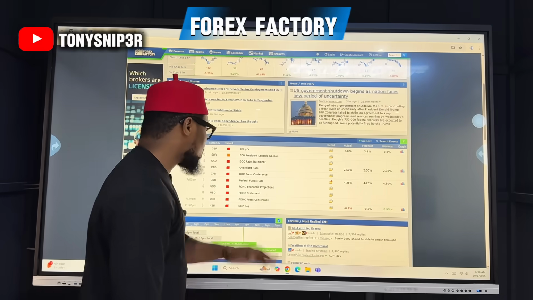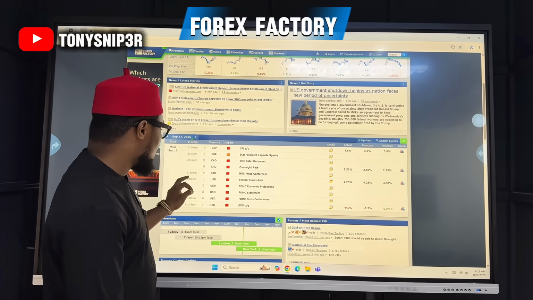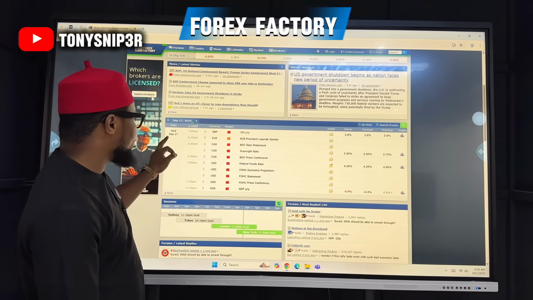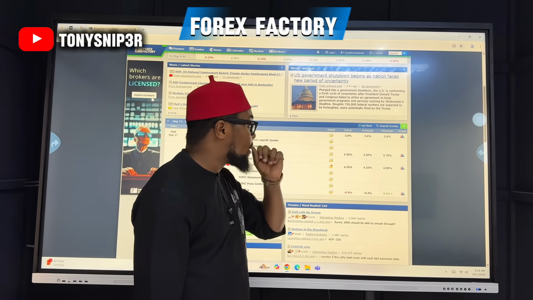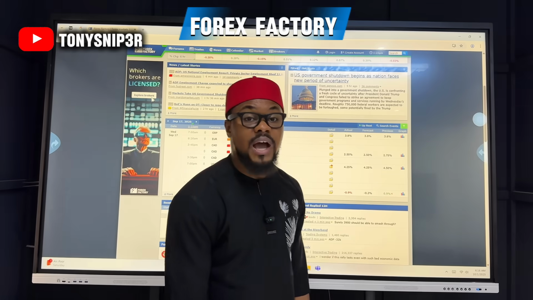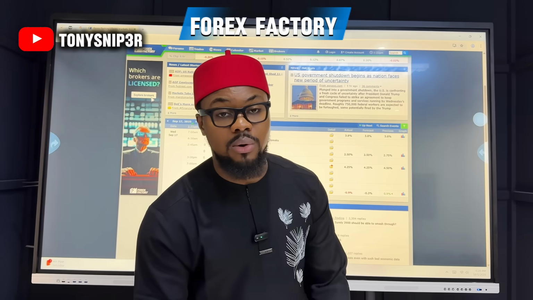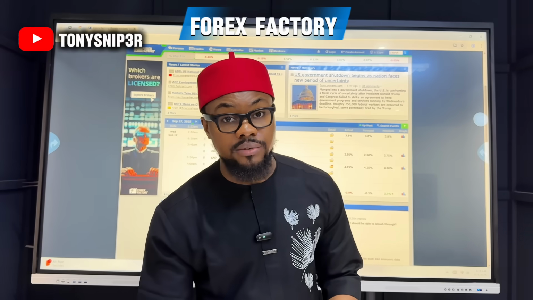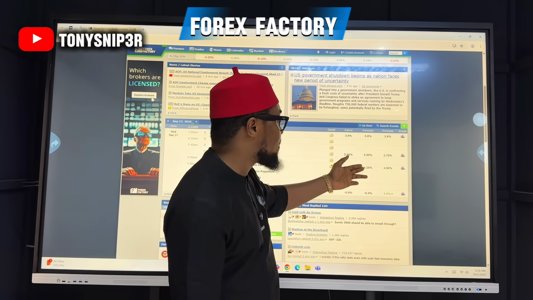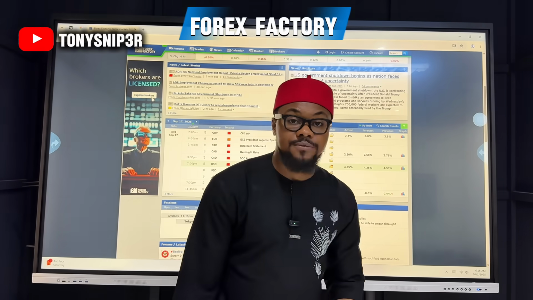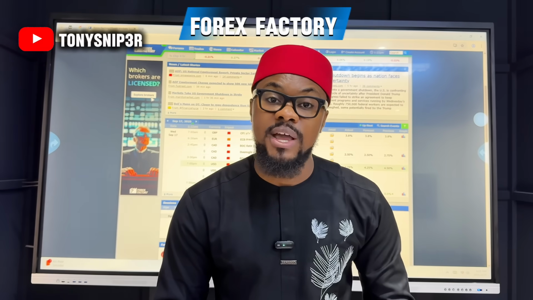Now, look at what happened here. Around 7 p.m. on Wednesday, 17th of September, there was a rate decision. Now, the previous was 4.5. That was the reason why the dollar was strong, because the rate was high, right? Remember, previous is for trend confirmation. Now, the forecast was 4.25. What do I mean by 4.25? This is what everybody is expecting.